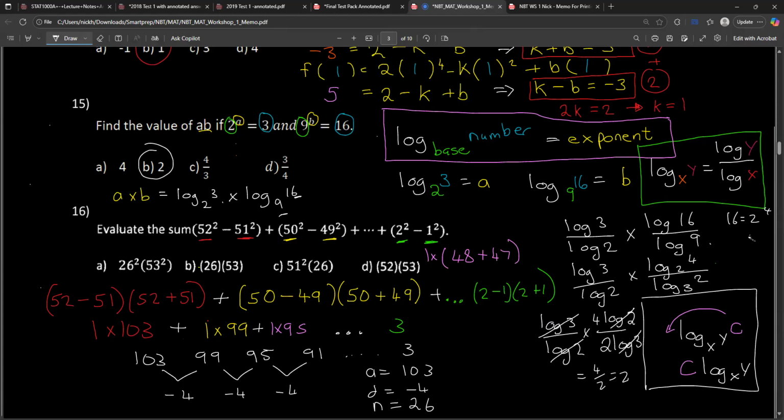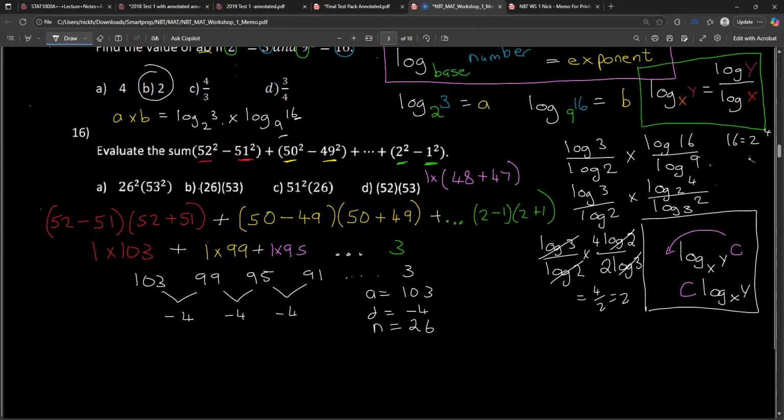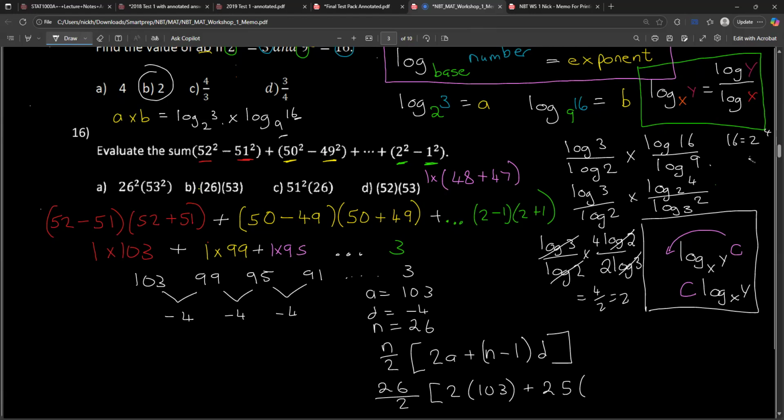There are 2 ways of doing this, actually. The first one is, now we know that it's an arithmetic sequence, so the sum is n over 2 multiplied by 2a plus n minus 1 times d. For the pure maths guys, you know this arithmetic sequence sum, or you should. So it would be 26 over 2 times 2 times the first term, which is 103, plus n minus 1, which is 26 minus 1, which is 25, times the difference, which is -4.